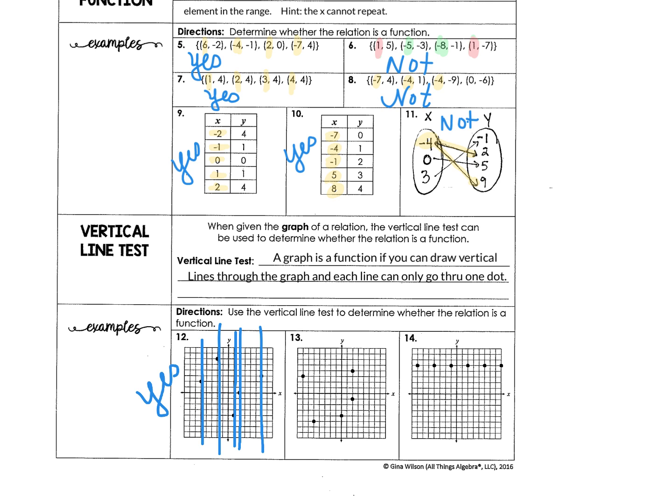I'm going to look at number 13. Straight line, one dot. Straight line, one dot. Straight line, one dot. Straight line, just went through 2 dots. So not a function. And then finally, number 14. You should be able to see right now. The lines are not the greatest. But every time I drew a line, it only went through one dot. So yes, this is a function.